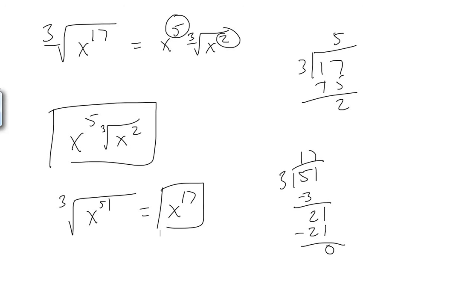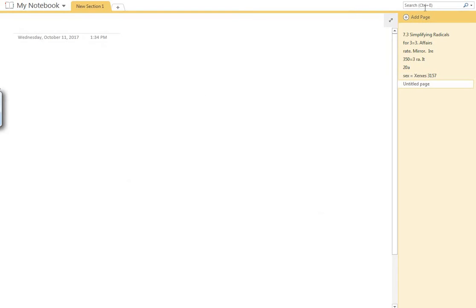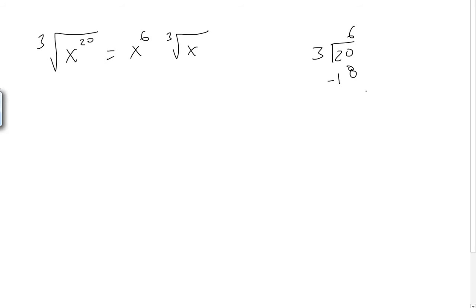But then just changing the values up a little bit, you can get extra practice. Simplify something like the cube root of x to the 20th. 3 goes into 20 6 times, so that means x to the 6th comes out. I still have a cube root, but however many x's are left is my remainder on the inside. 3 goes into 20 6 times, leaving me with 18, so that when I subtract, I get 2. The remainder is 2, so that's the value that goes on the inside.